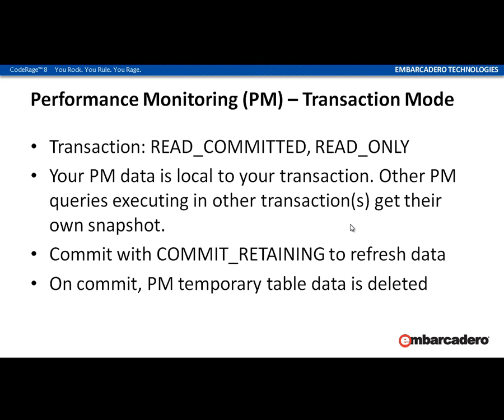Your performance monitoring queries are local to your transaction, of course. If someone else is executing performance monitoring queries, they get a snapshot of the data at that instant. When you want to refresh your performance monitoring data, go ahead and execute commit retaining and refresh your data. That will give you a current snapshot of the new performance monitoring information. Of course, since these are global temporary tables, on a commit, the data is deleted from a previous refresh and you get fresh data from then on.